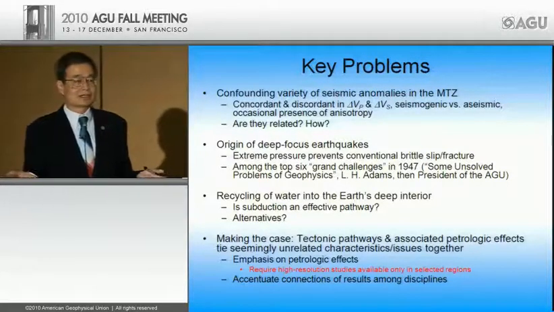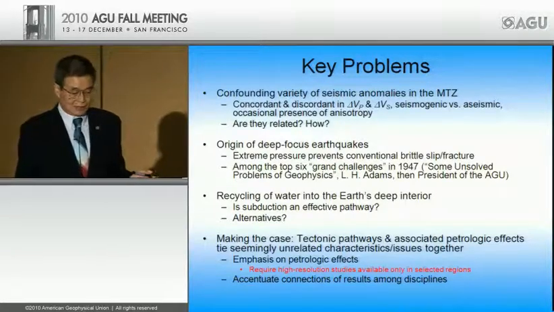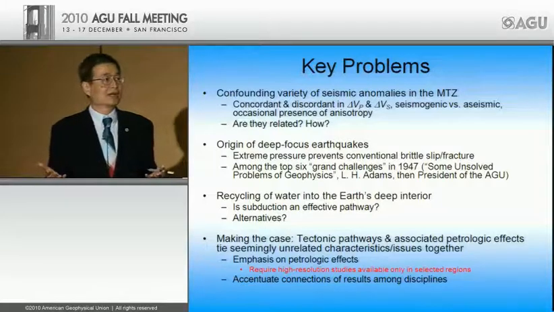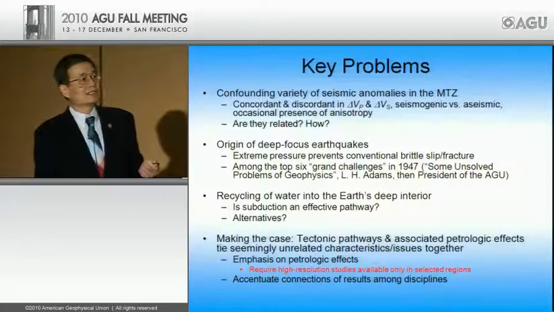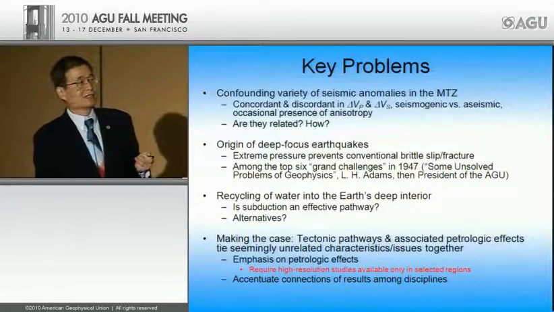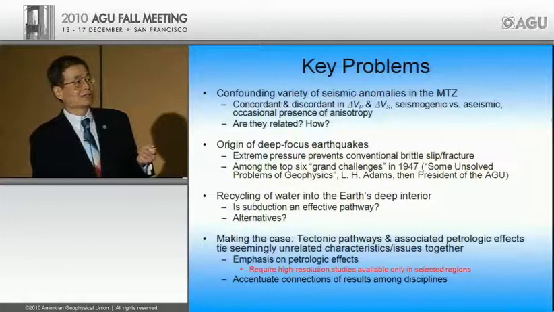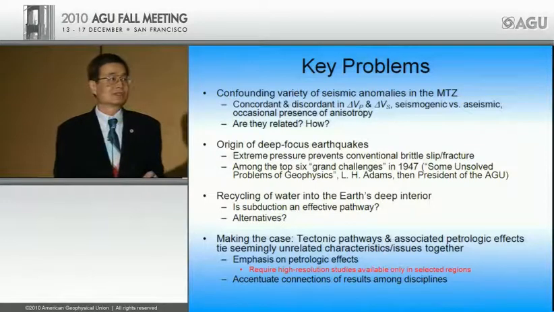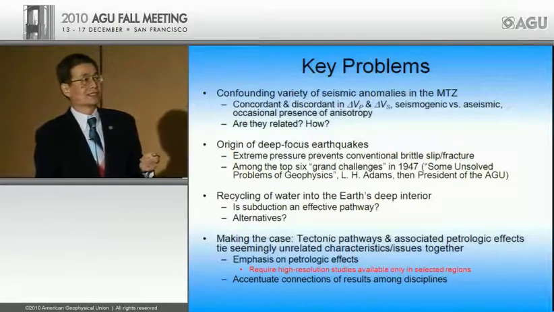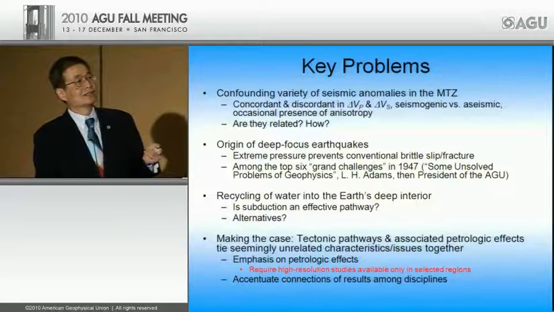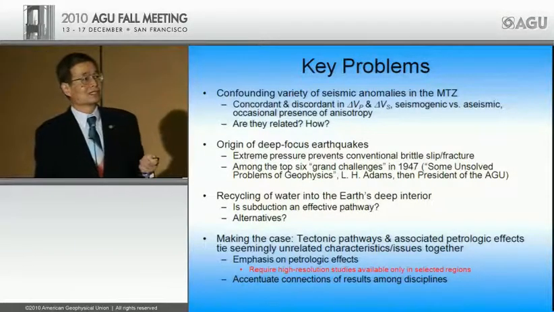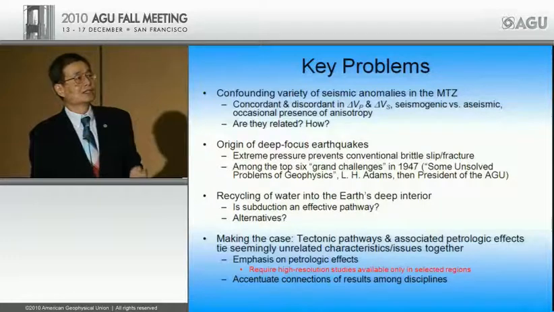Another important problem is the origin of deep focus earthquakes. At great depths, say 650 kilometers, conventional brittle failure or stick slip simply couldn't happen. Back in 1947, the president of AGU, Adams, listed the origin of deep earthquakes as one of 6 grand challenges in geophysics. But at that time, people probably had not invented the phrase yet, so he simply said that there are some unsolved problems in geophysics.